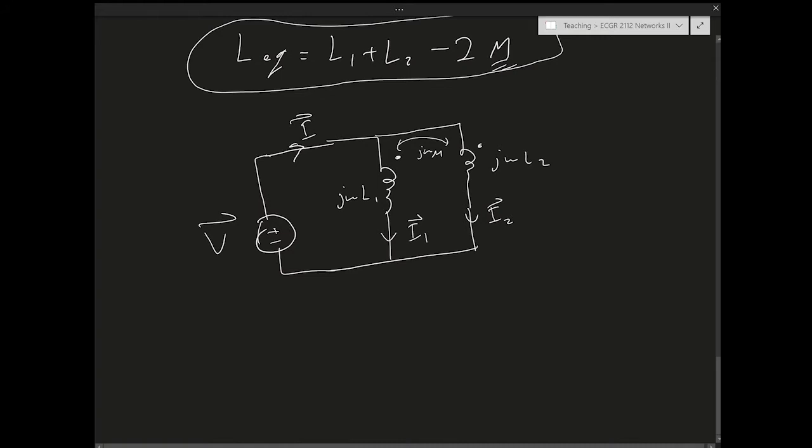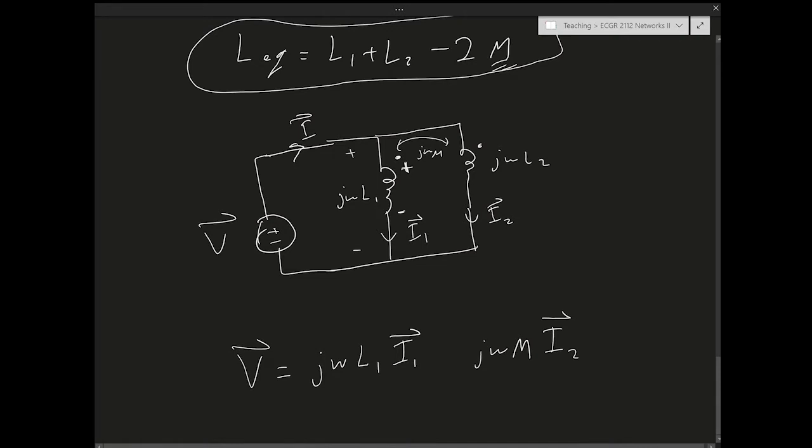For the first branch, this is the voltage, so it's going to be V. This voltage is going to be equal to the voltage across the coil. What is the voltage across the coil? The voltage across the coil has a self term and a mutual term, as usual with mutual inductance. So the self term is going to be j omega L1 I1. What about the mutual term? The mutual term is going to be j omega M, and it's going to be dependent on I2, the current in coil 2. That's why it's mutual inductance. It's the current I2 in coil 2 affecting coil 1.